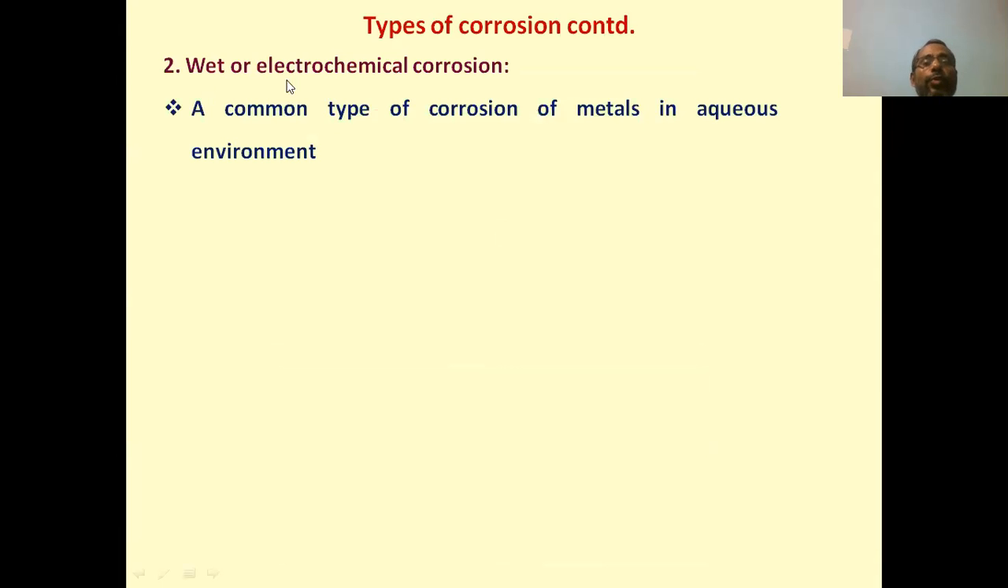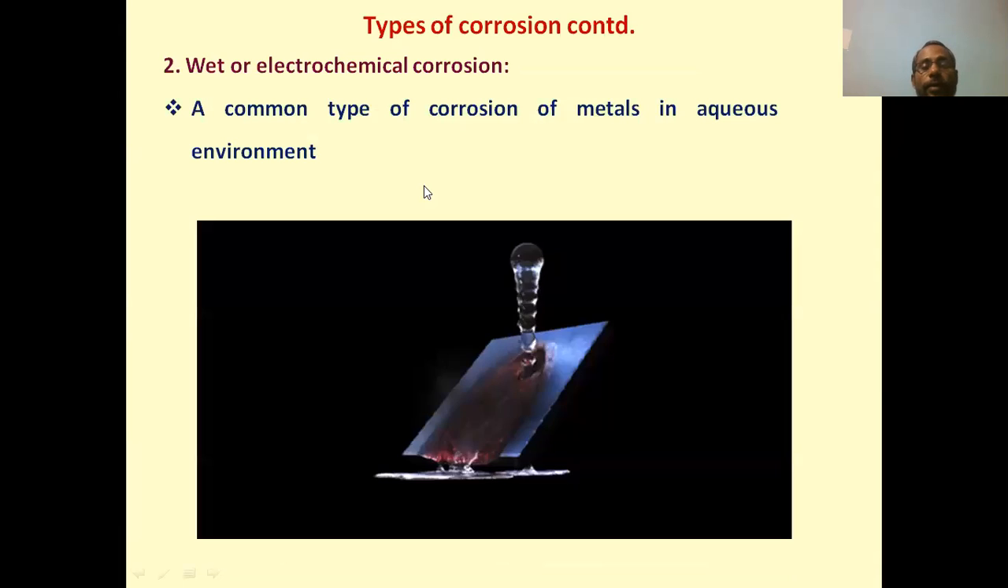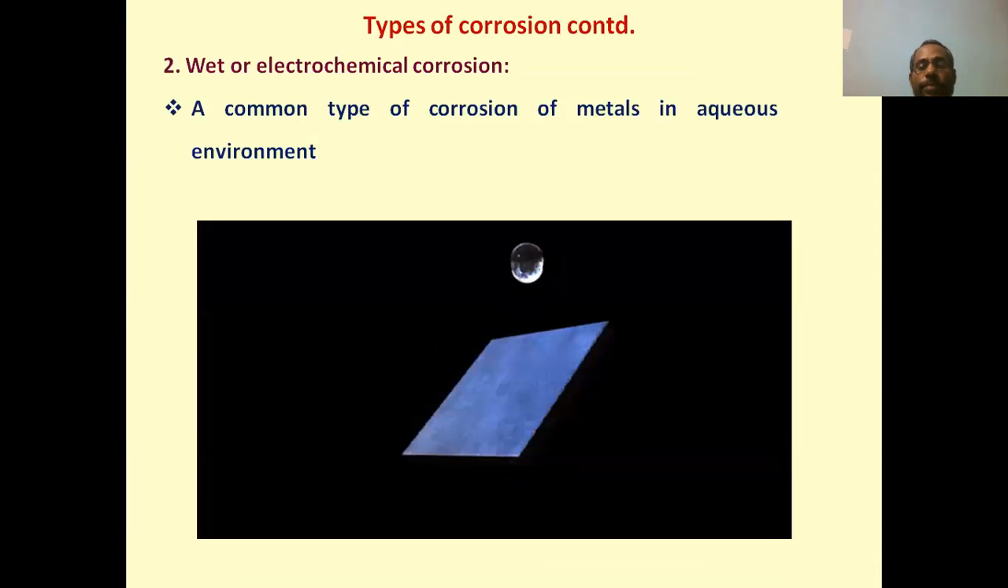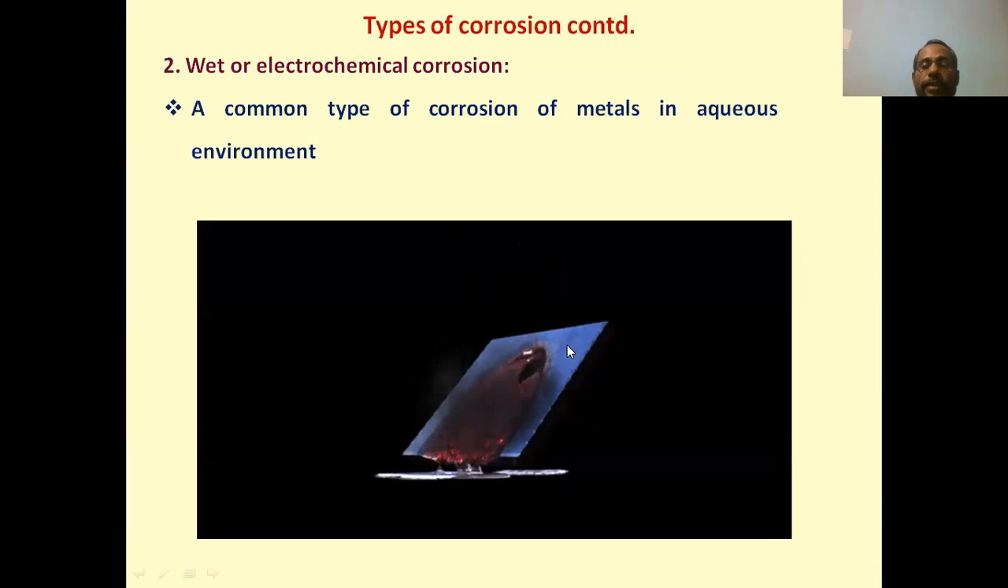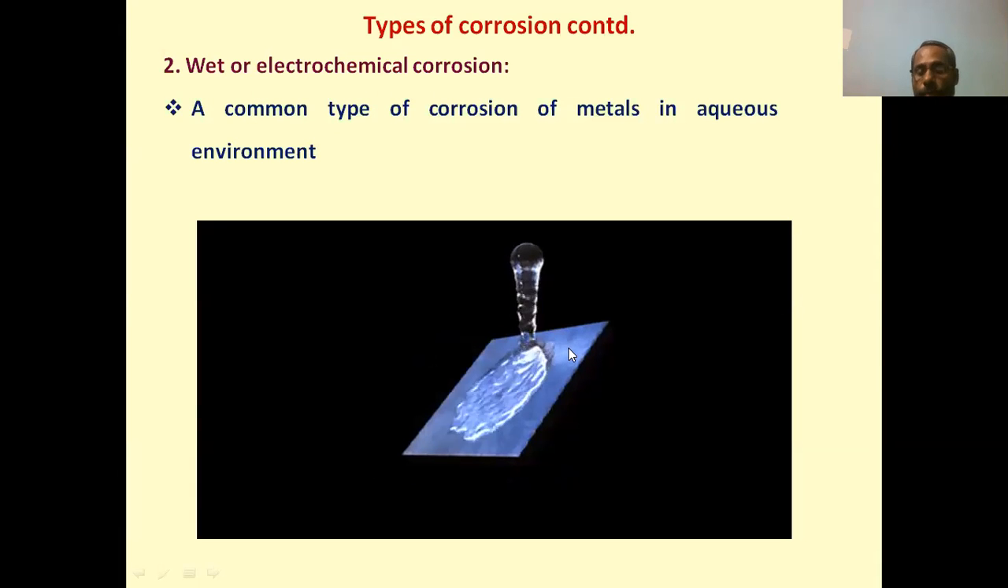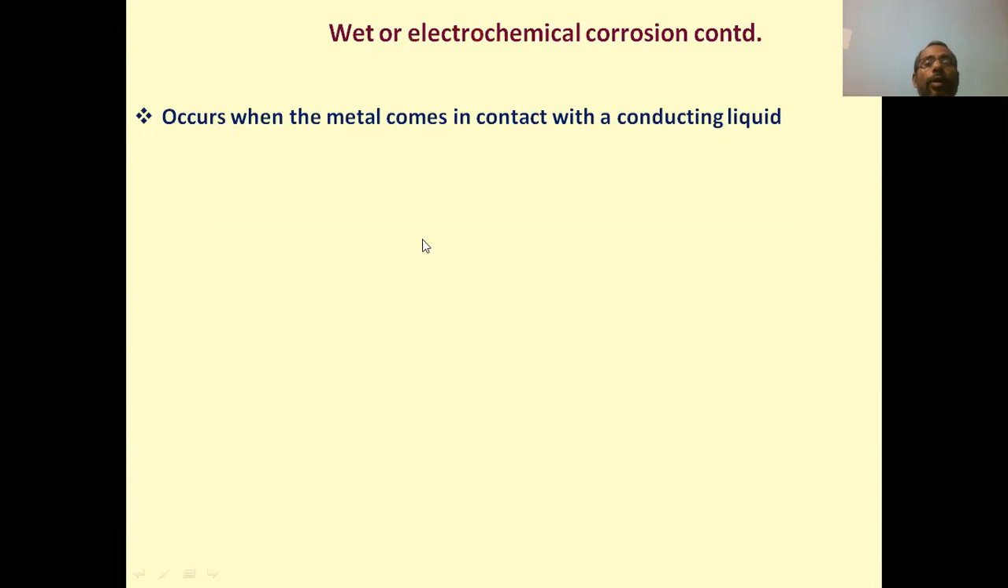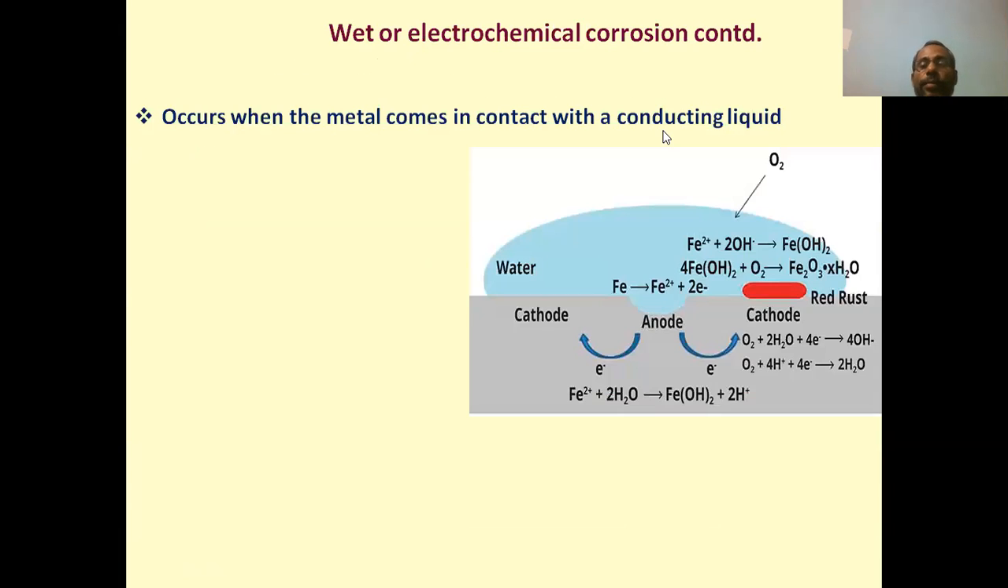Now the second type of corrosion is wet or electrochemical corrosion. As the name wet suggests, the corrosion takes place in the presence of water or an aqueous medium, and it's a common type of corrosion of metals in an aqueous environment. Okay, have a look into this now. This is a thin metallic plate, and when it comes in contact with the aqueous medium, it undergoes corrosion. Wet corrosion is corrosion that takes place in the presence of an aqueous environment. Also, this corrosion takes place when the metal comes in contact with a conducting liquid. Conducting liquid means electrolyte. Let us have a look into this here.